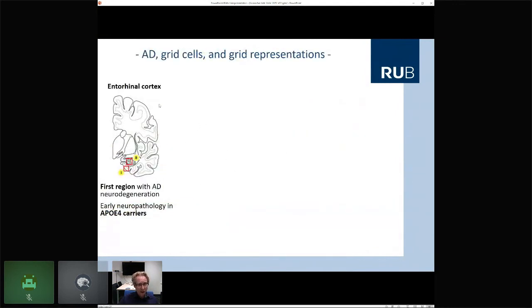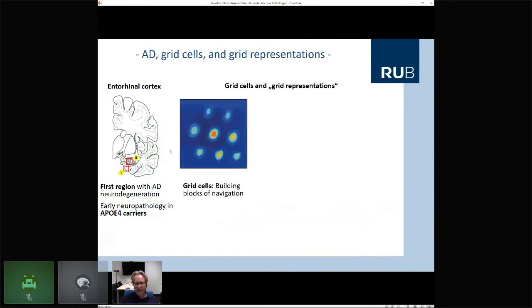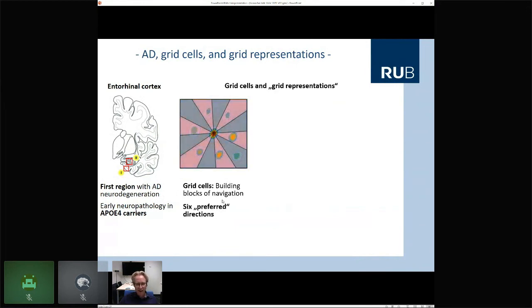So the entorhinal cortex is among the very first regions that show Alzheimer's disease-related neurodegeneration, and there's evidence for very early neuropathology in ApoE4 carriers, and early means starting in adolescence or maybe even childhood, so decades before any potential symptom onset. At the same time, as you well know, the entorhinal cortex contains grid cells, a fundamental building block of navigation, that are characterized by 6 preferred directions where the activity is higher as compared to the directions in between.